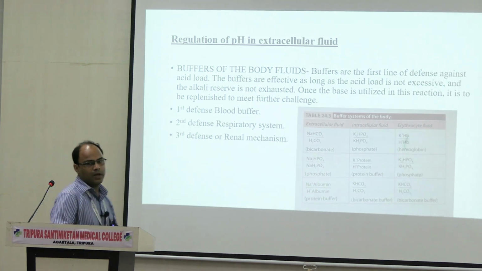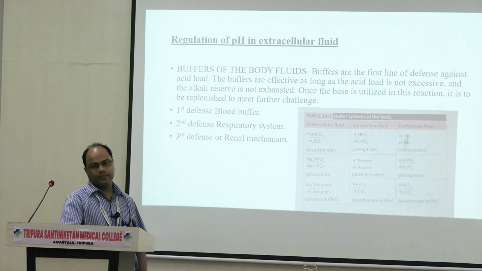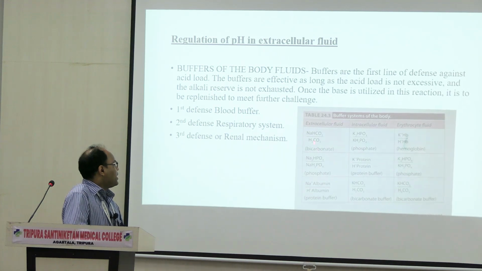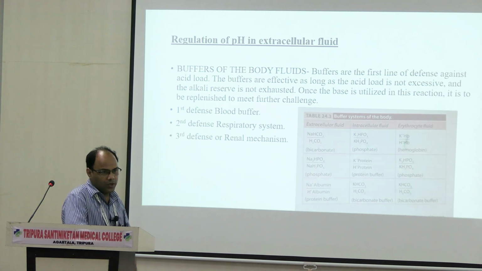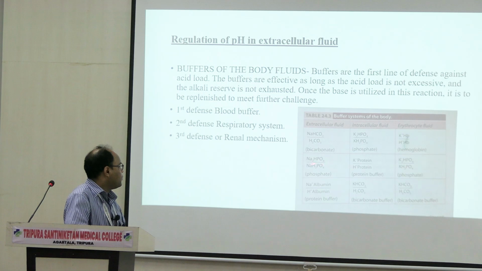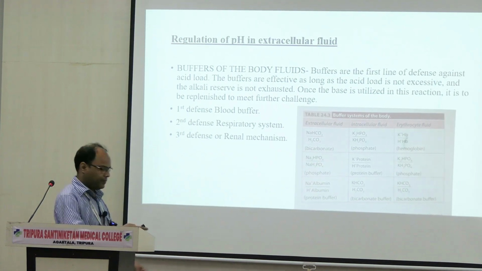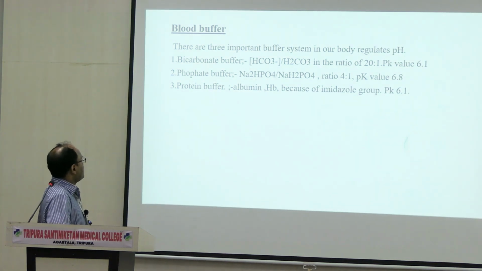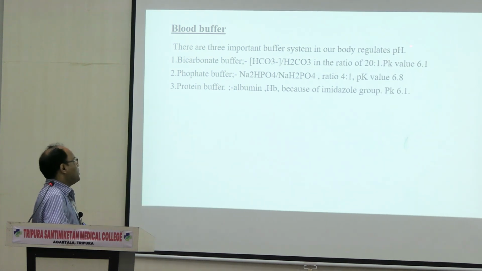So you may be asked in a viva exam, tell me what are the buffering systems in extracellular fluid. You have to answer this: bicarbonate buffer, and as blood is in extracellular fluid, this is also present in blood. Bicarbonate, phosphate, and protein buffer. Okay, let's discuss one by one. Blood buffer. There are 3 important blood buffers, as I told, to regulate pH.